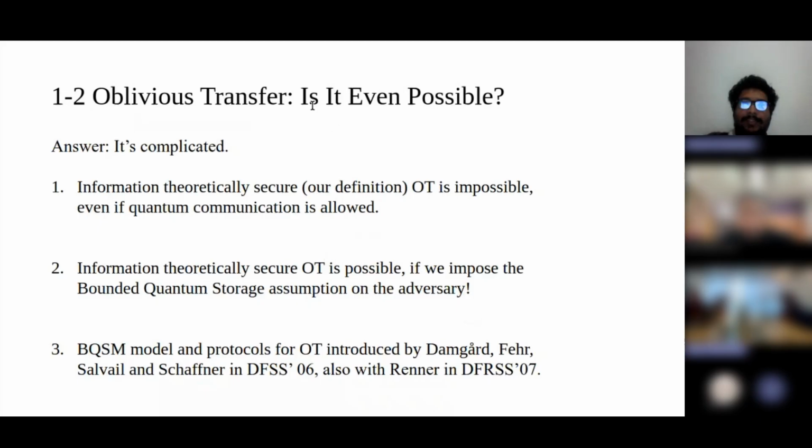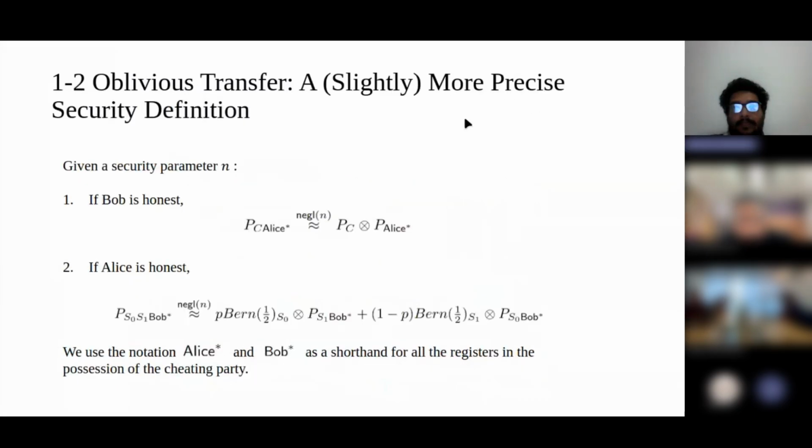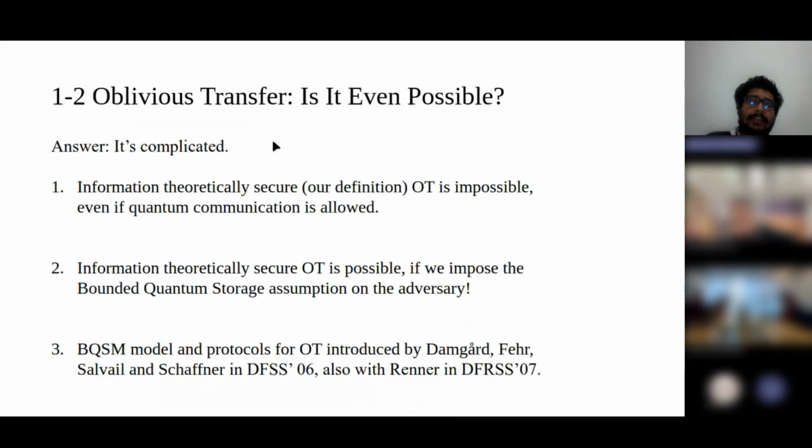So this slide will start addressing your question. Is this even possible? The definition that I showed assumes no computational bounds. The kind of security that this gives is called statistical or information theoretic security. It turns out that the answer to this question is actually pretty complicated.